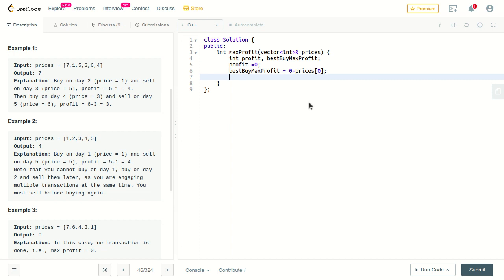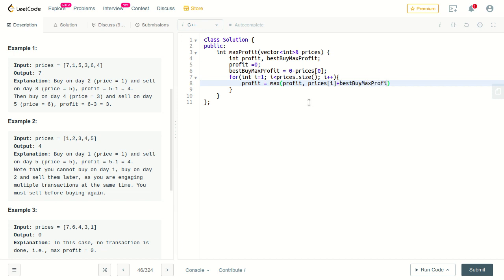Now what we are left to do is run our loop from the next index onwards and see what happens, with i plus plus. First we need to check profit, so it is going to be the max of the previous profit and prices[i] plus best buy max profit. We are actually trying to sell at that price when we're calculating profit. And we have to update best buy max profit to profit minus prices[i]. So here we are trying to buy.